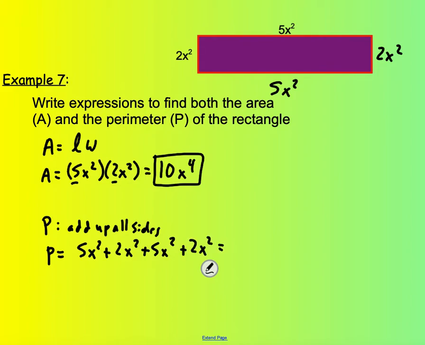So we can add those. So 5, they're all like terms there. So 5 plus 2 plus 5 plus 2 there is 14x squared. So there I have my area and my perimeter.